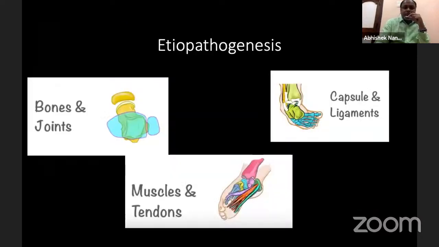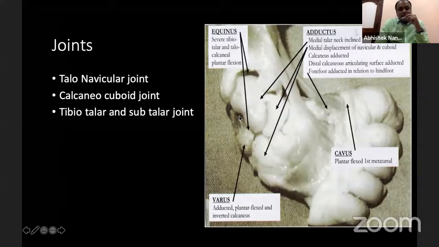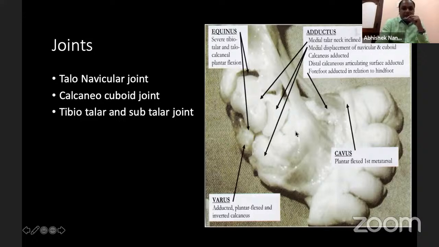So what is the etiopathogenesis? It is the bones, joints, the capsule, ligament, and the muscle tendon which are involved. Actually, it is an amalgamation of all three. If you see this model, it shows equinus. There is a severe tibiotalar and talocalcaneal plantar flexion. The varus is created by adduction, plantar flexion, and inverted calcaneus. The adduction is created by medial talar neck inclination, medial displacement of the navicular and the cuboid, where the calcaneus is adducted, and the distal calcaneal articulating surface is adducted. And the forefoot is also adducted.